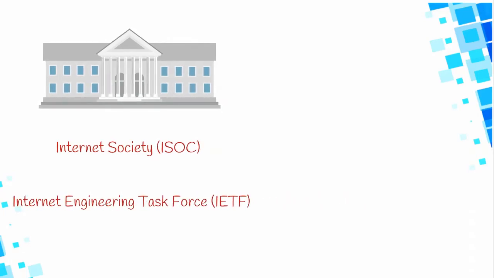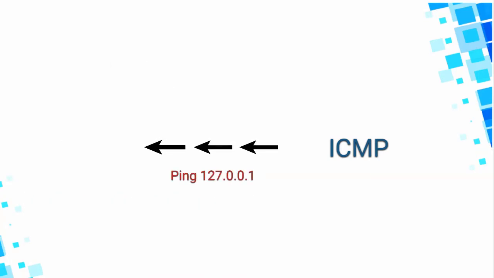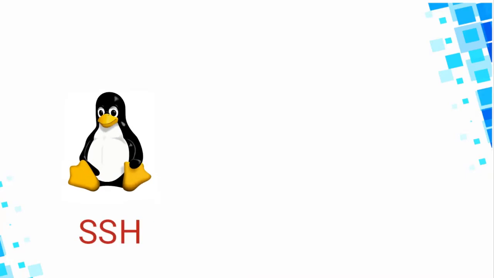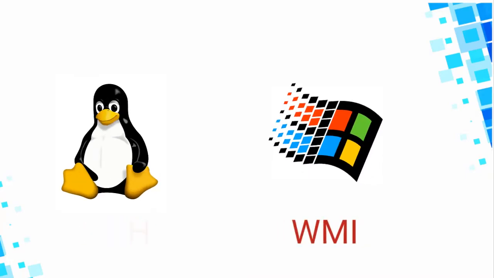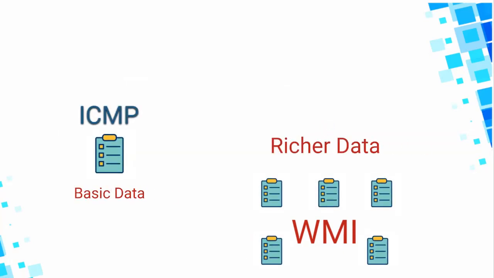Some of these processes or protocols are well established, such as SNMP or the ICMP protocol. We usually use the ping part of the ICMP protocol to see if a device is active. Other protocols have been implemented by different manufacturers, such as SSH, used by Linux or Unix, and WMI, used by Microsoft. These additional protocols gather more specific information from an operating system than the internet standard ones alone.